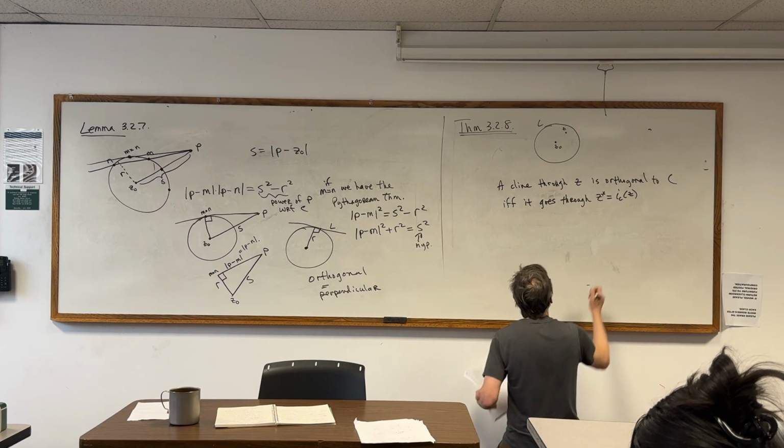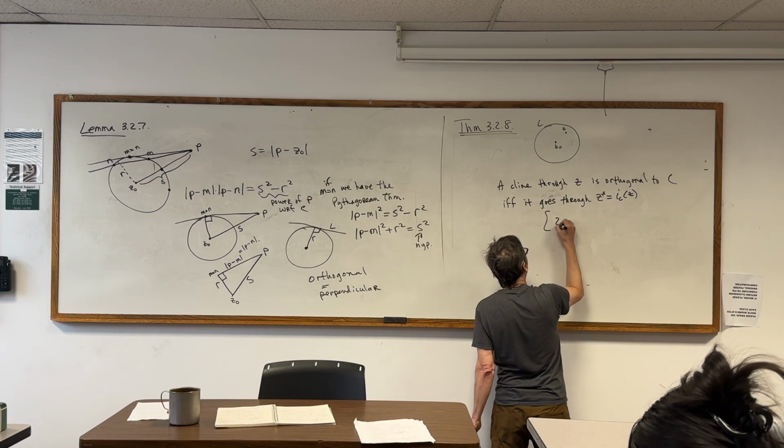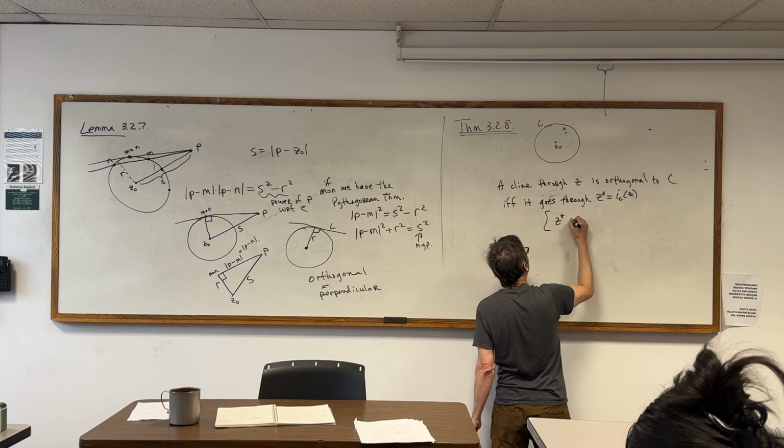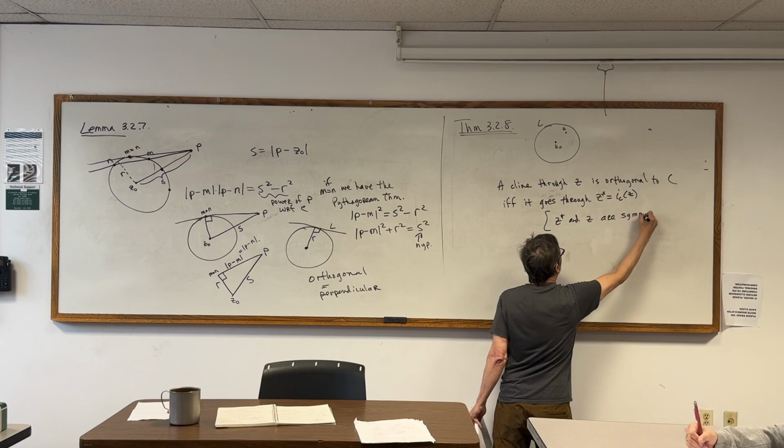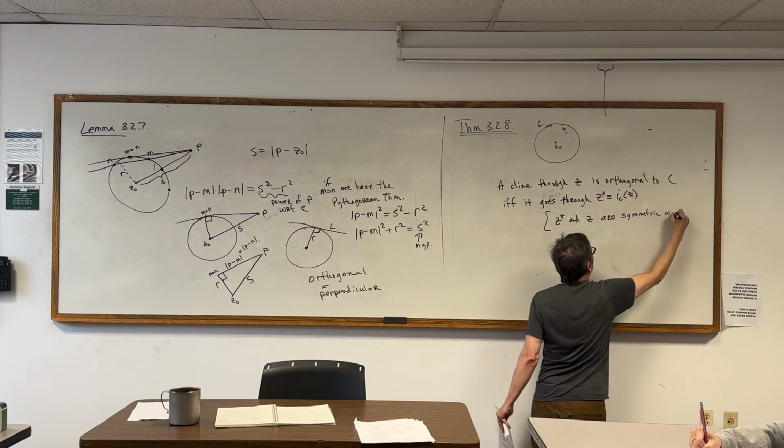Okay, so let's make another little note here so that we write it and say it. Z star and Z are symmetric with respect to C.